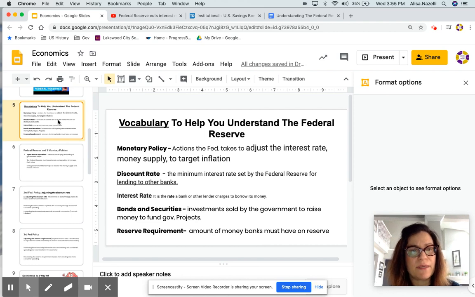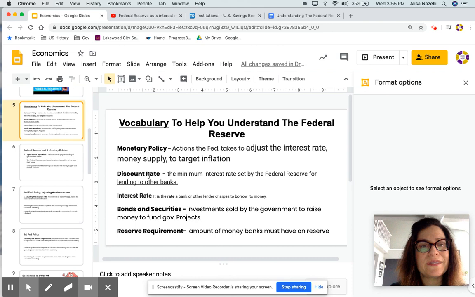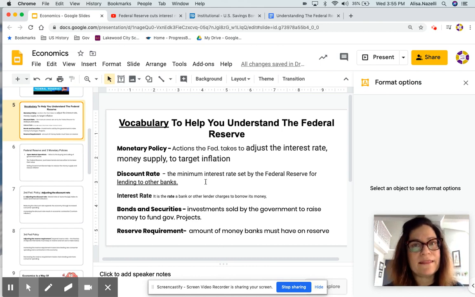Now, when we say monetary policy, it's actions that the Federal Reserve takes in order to influence the economy. And one of the important things that they do is they control the discount rate. The discount rate is the rate that the Federal Reserve charges in order for reserve member banks to borrow money, because banks sometimes need to borrow money too. And that influences our consumer interest rates.